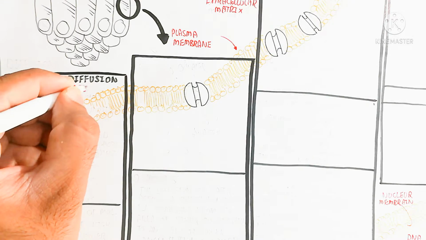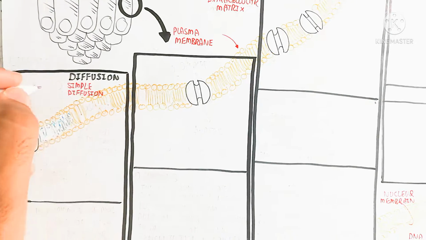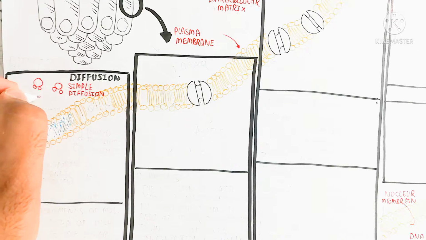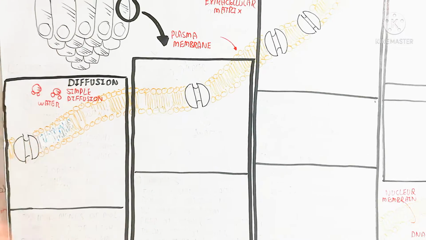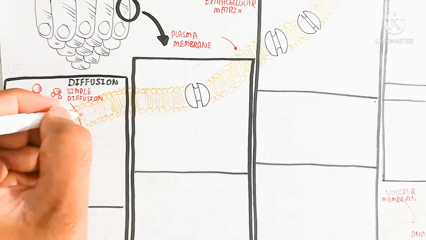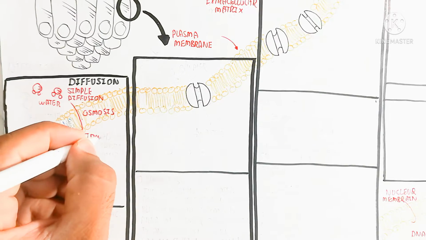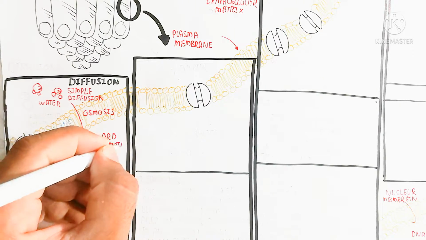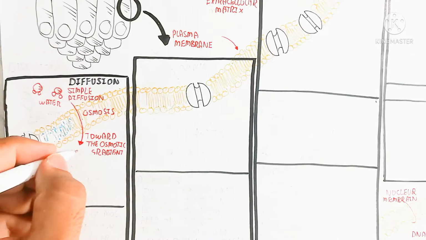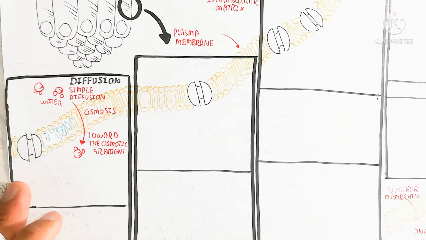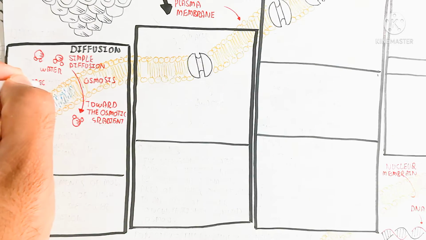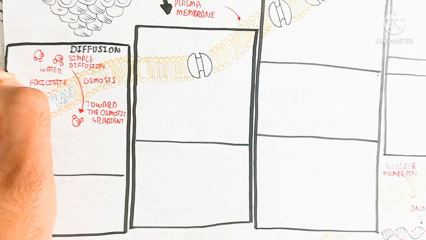Diffusion is simple diffusion, the osmosis-type part. This is not osmosis because semi-permeability is not present. For example, gases, water, and oxygen will move directly if the inside is less, toward the osmotic gradient, not against the osmotic gradient, without using ATP.